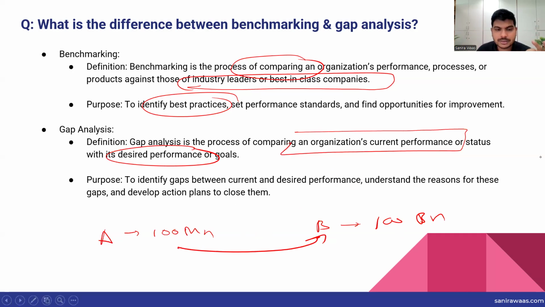That is called benchmarking. Then you come and say, okay, my goal is, from 100 million, I'll first try to hit 500 million. That is my goal, right? Now, maybe after 1 year, you are doing a gap analysis and see what went wrong or what the reasons are, whether I achieved this number or whether I couldn't achieve this number. That is the difference in gap analysis.